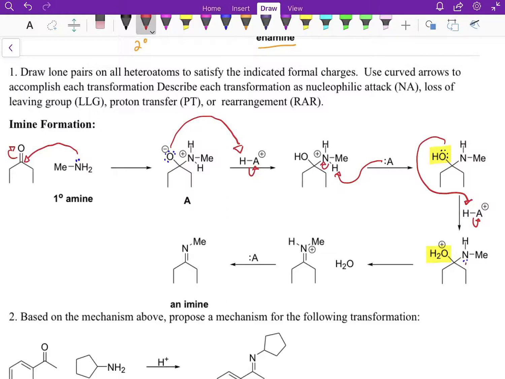So this lone pair on the nitrogen will move here to create a double bond, and this will come off, as you can see right here. But now you have a positive charge on the nitrogen again, so you want to neutralize it again. So right here, this base will get this hydrogen, and this will move down over here to the nitrogen, and this is how you get your imine.